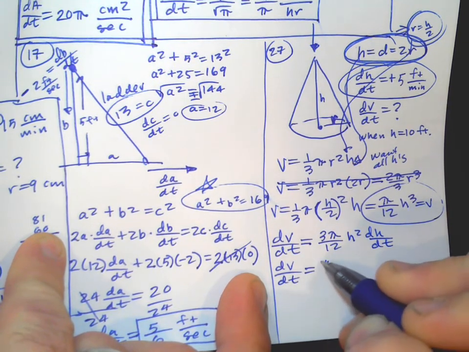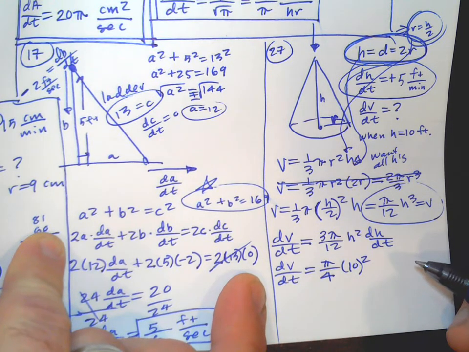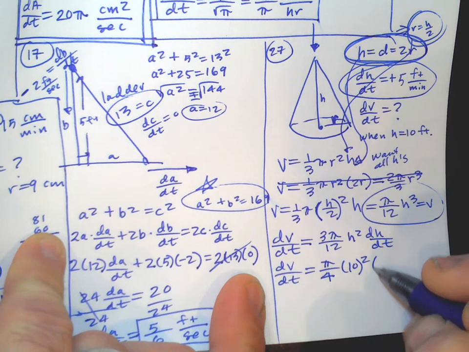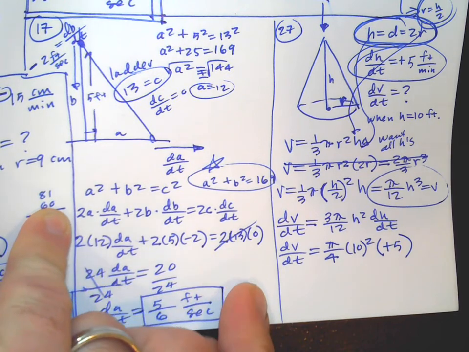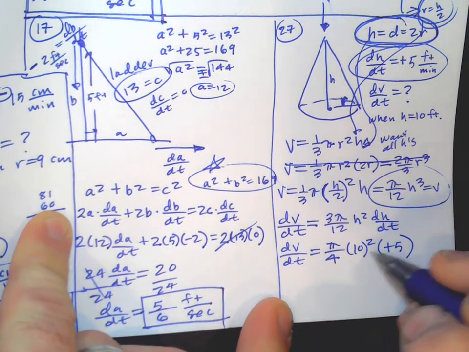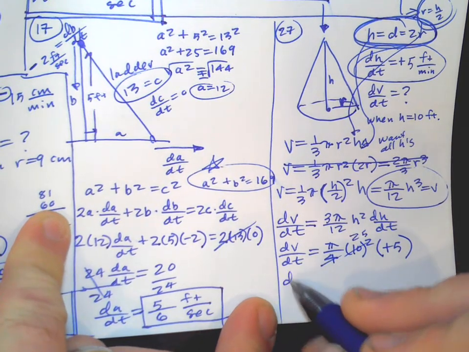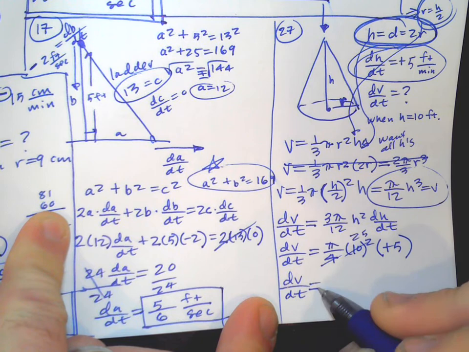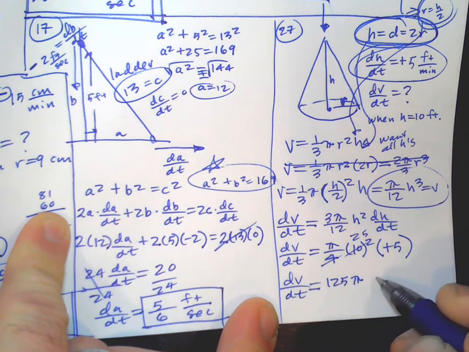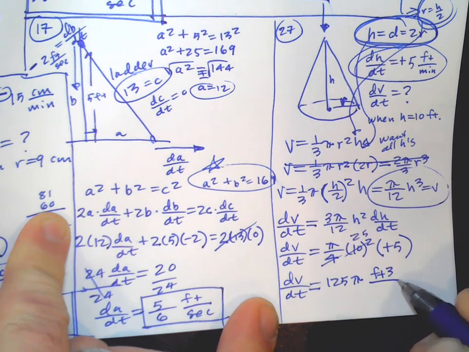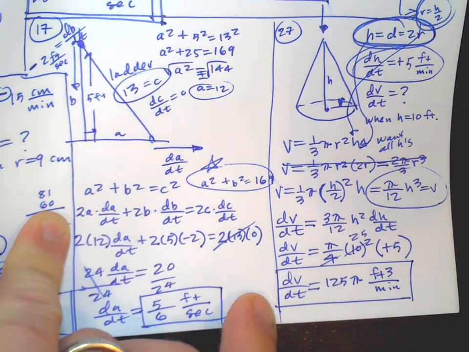And so pi over 4, the height is 10, they said, at this instant. We can't plug that in ahead of time because it's changing. dh/dt, they told us, was positive 5. I'm always double checking positive or negative. It's so easy to make that mistake. That's going to be 100 over 4, so that's going to give you 25. And so dV/dt equals 125 pi. The units for volume should be cubic feet, and time is minutes. So there you go. Came out positive like we thought it should.